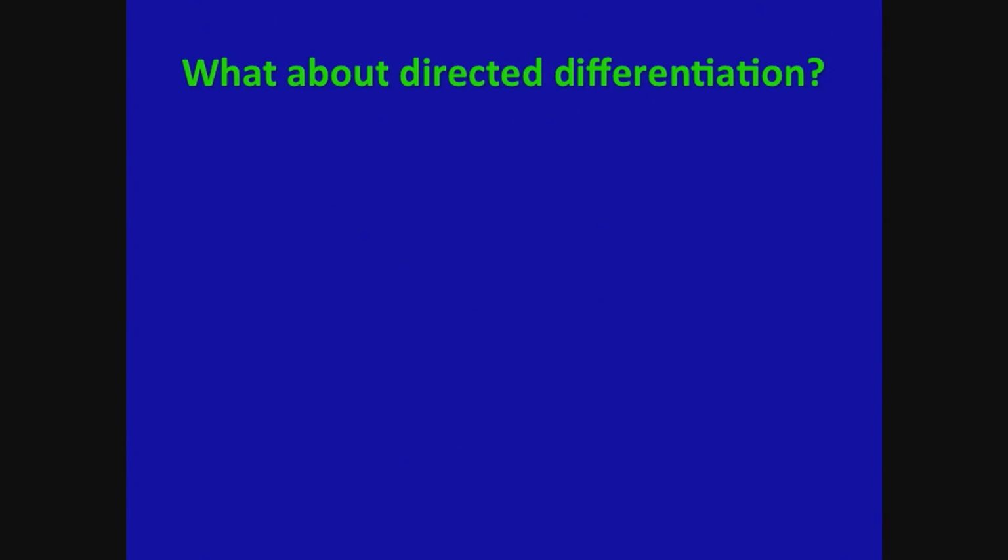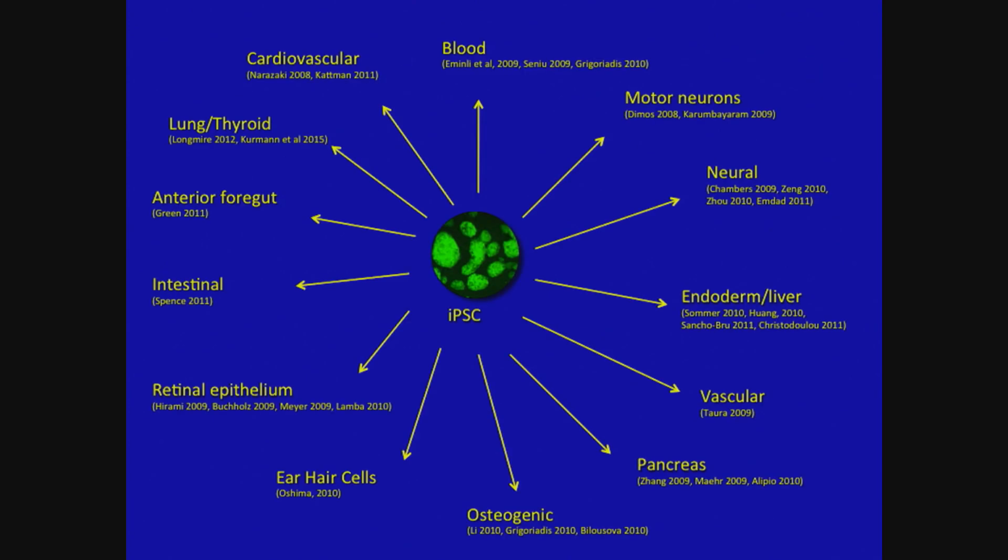What about directed differentiation, which is one of the reasons you are here today? Well, if you look into PubMed, you will basically find out almost any lineage has been created from these cells. Some of these: different types of neurons, endoderm to liver, vascular, pancreas, bone, ear hair cells. This is a great paper, actually. Retina, there are several papers, retinal epithelium, intestinal organoid, anterior foregut, lung and thyroid, many of them coming from our own CReM, cardiovascular, and many other things.